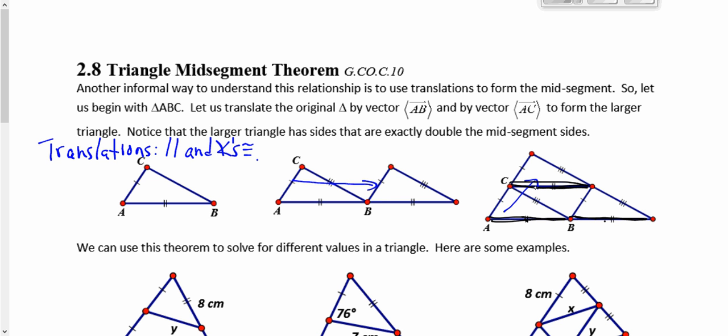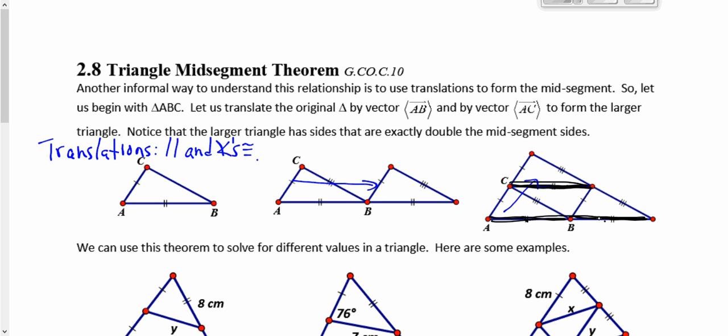So does that show you then that now when we go back and think of this as a mid-segment, as a translation, there's one of these segments, and down here from this translation is 2 of them. So do you see now why? Another way to explain we learned before, that the mid-segment is half the length of the third side. Does that make sense? Okay. So always be thinking of stuff.